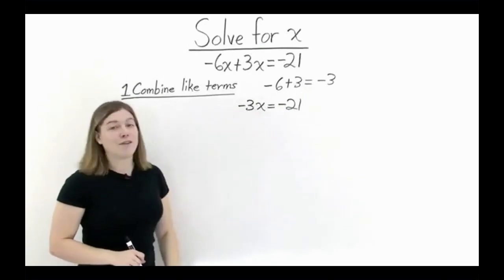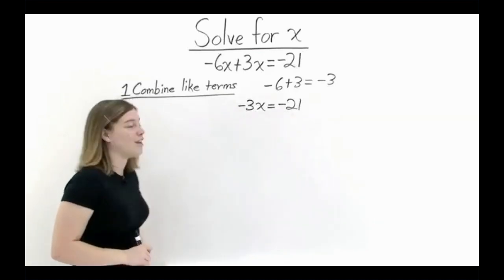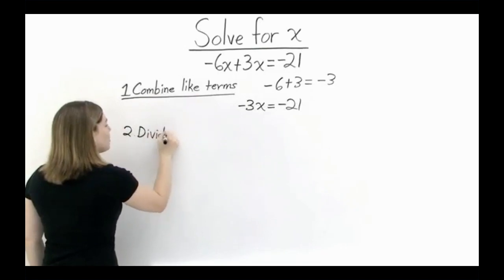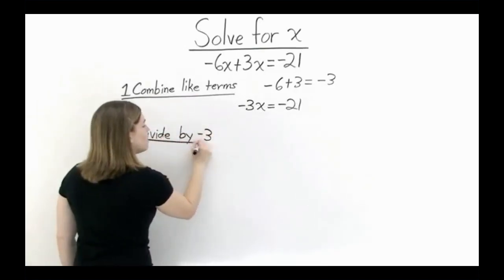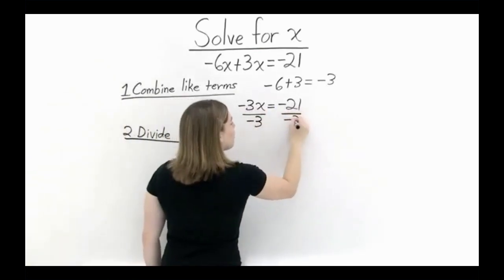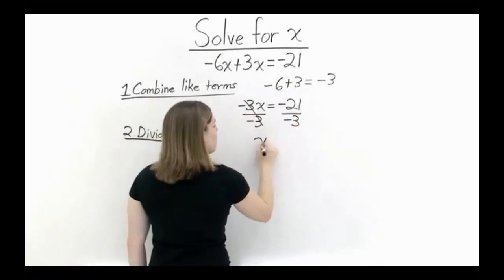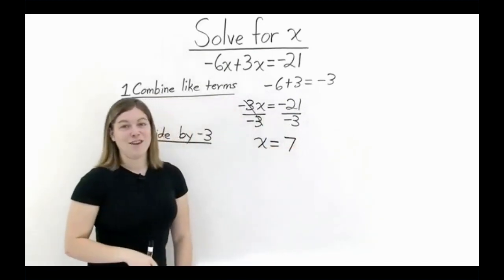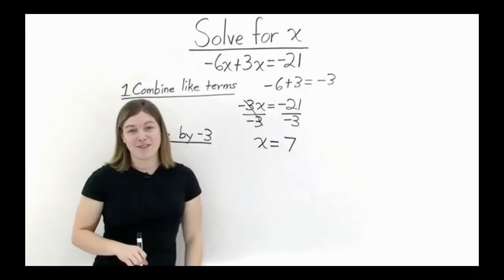To get x by itself in this problem, all we need to do is move that negative 3 to the other side of our equation. To do that, we want to divide both sides by negative 3. In other words, we want to use the division property of equality. So we divide by negative 3 on both the left and right-hand sides. Our negative 3's cancel out on the left, and we're left with x. On the right, we get a value of 7. Now we've solved for x. In this case, x is equal to 7.